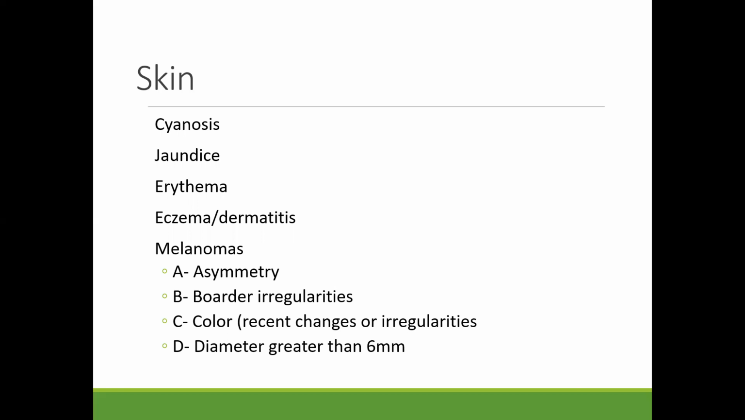Eczema and dermatitis are complications of the skin. Melanomas: when we're assessing melanomas, we do ABCD: asymmetry, border irregularities, color, anything that changes, and diameter greater than 6. That doesn't mean it is cancer, but those are signs that it's leading toward that, especially if it's changed.